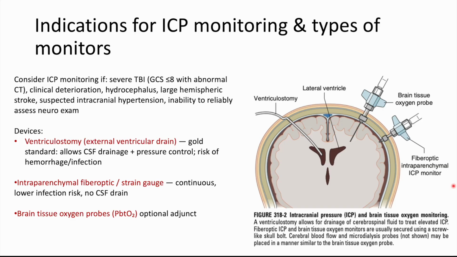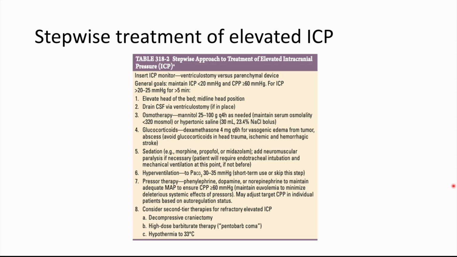Then brain tissue oxygen probes, it's an optional adjunct. Then stepwise treatment of elevated ICP includes, first, simple maneuvers, like we have to elevate the head of the bed around 30 degrees to drain the venous blood. Then drain CSF via ventriculostomy if in place. Then consider osmotherapy, mannitol around 25 to 100 grams, every fourth hourly as needed, or you can also use hypertonic saline.